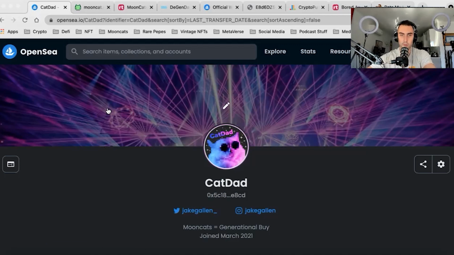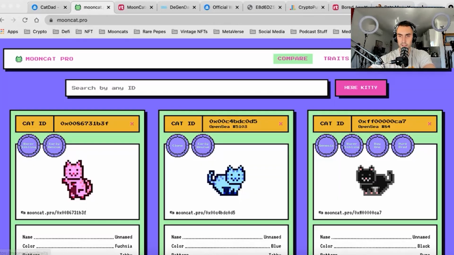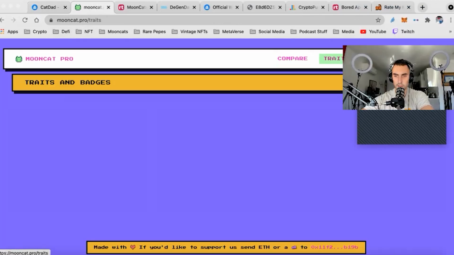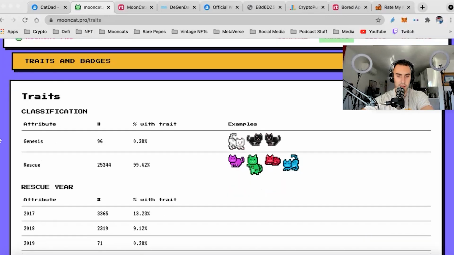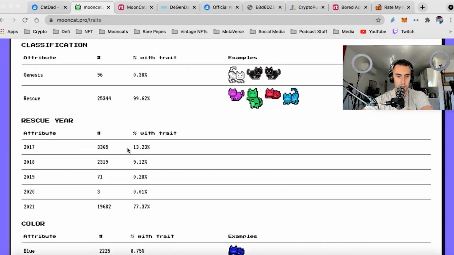I'll try to explain it with some pictures and some of the websites to help you guys understand where we're going. So I think first we should dissect: what are the traits? Like, what exactly are we fishing for? So classification, genesis, and the rest of the remaining Mooncats, pretty obvious.